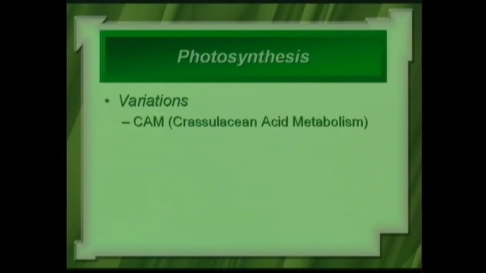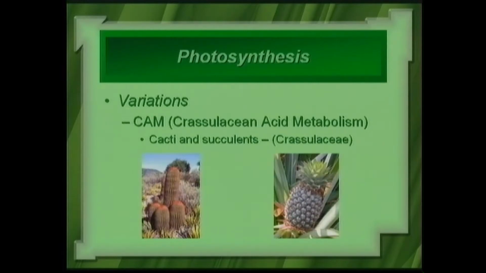CAM, C-A-M, stands for crassulacean acid metabolism. In this case you have certain kinds of plants such as cacti and succulents. Cacti, of course, are native to the Americas, the New World. And succulents such as jade plant, which is a Crassula, that's why they named it crassulacean acid metabolism, because it was first observed in members of the plant family Crassulaceae. It also happens in bromeliads, such as pineapple, members of the Bromeliaceae. So we have the Cactaceae, the Bromeliaceae, and the Crassulaceae.